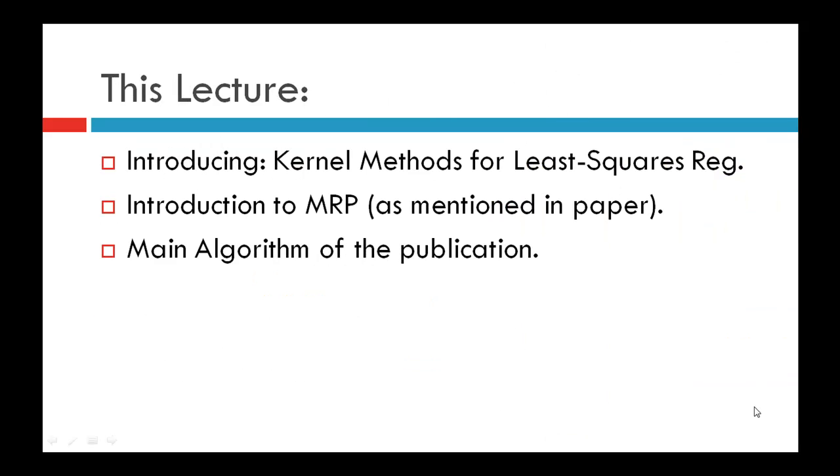So this lecture will first introduce you to the kernel methods for the least square regression. There is a dual representation of the least square regression problem. Then I will introduce you to the Markov reward process. So the order is changed. First I will introduce you to the Markov reward process. Then I will introduce you to the kernel methods for least square regression, this dual representation, and then the main algorithm of the publication.